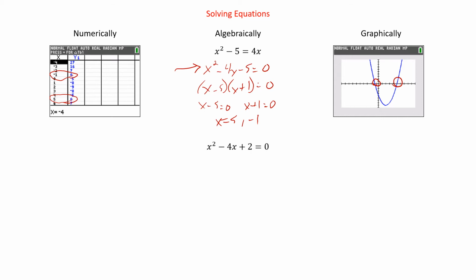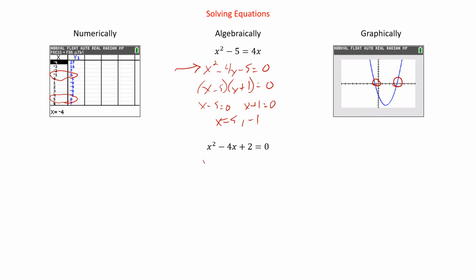And sometimes graphing it doesn't really work, and neither does numerical. You just have to do it by hand if you want the exact answer. So something like this, we're not going to be able to factor this, because what times what equals 2 that'll add to give us -4? There's nothing there. So if we can't factor it, we always have the quadratic formula.